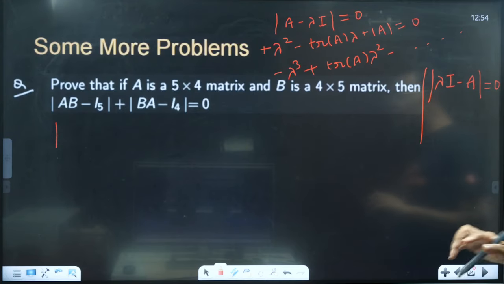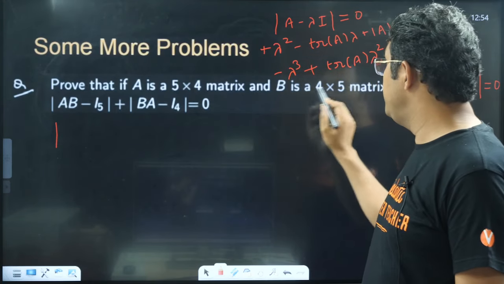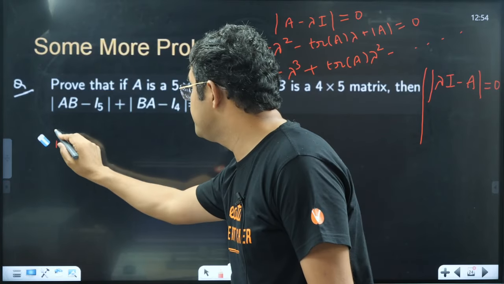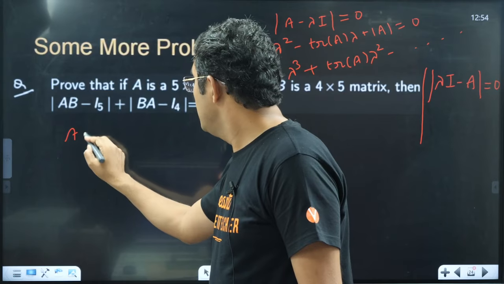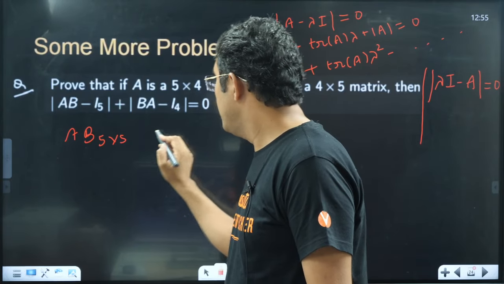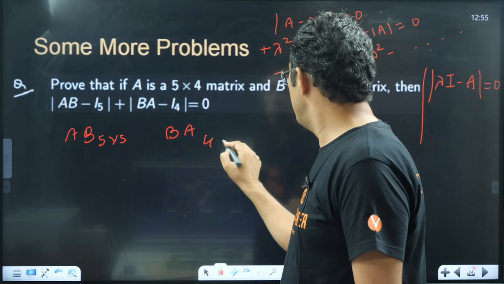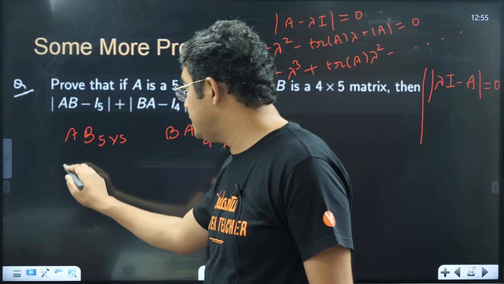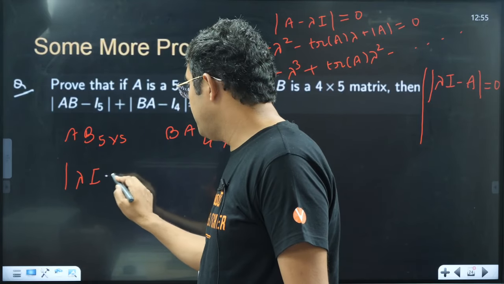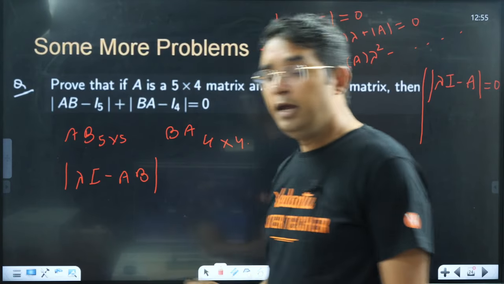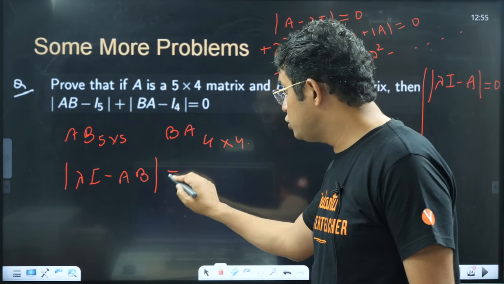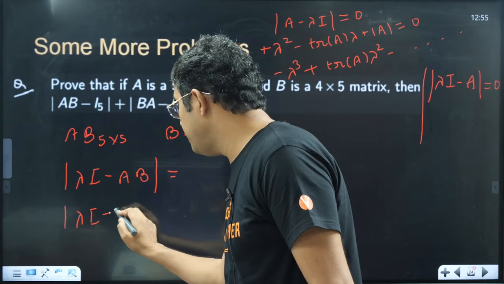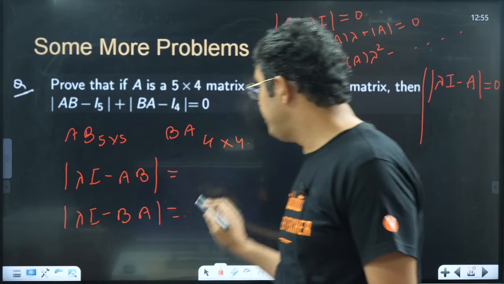Why I'm doing this, please see. Suppose A is 5 into 4, and B is 4 into 5. So AB will be of 5 into 5 order, and BA will be 4 into 4 order. Now for AB, I write the characteristic equation, and this time I am writing lambda I minus AB. It will be a 5-degree equation with 5 roots. Similarly, lambda I minus BA will be 4-degree.